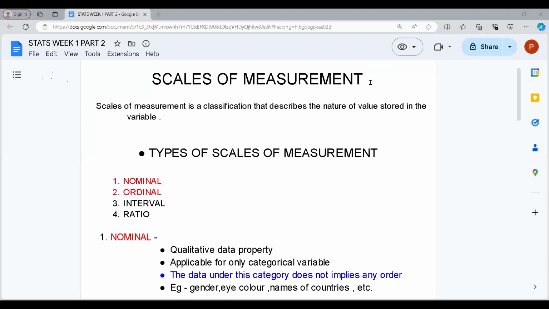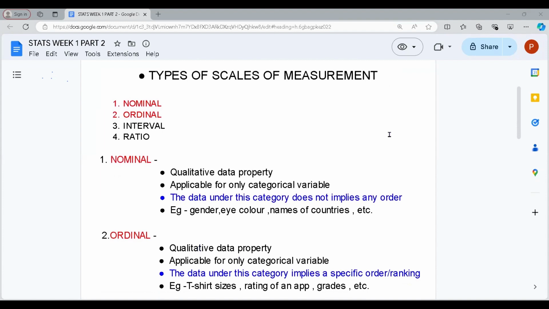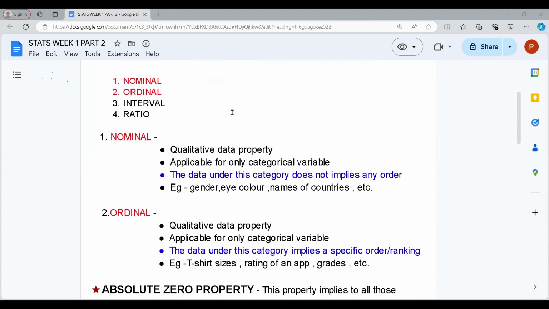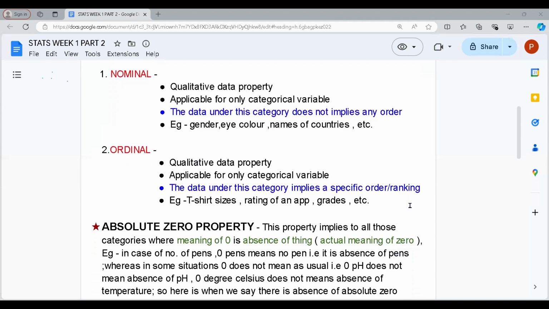Now let's just quickly revise what we learned today. So we started with the scales of measurement, that it is a classification based on the nature of value stored in the variable. Then we discussed its four basic types that are nominal, ordinal, interval, and ratio. Then nominal and ordinal both belong to the categorical variable category, and interval and ratio both belong to the numerical variable category. Then we discussed each one of them in detail.